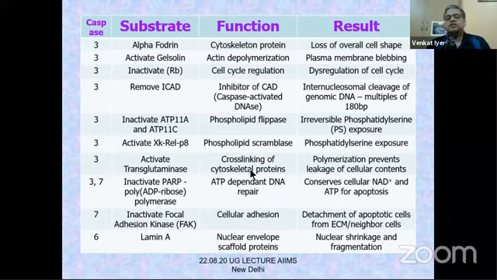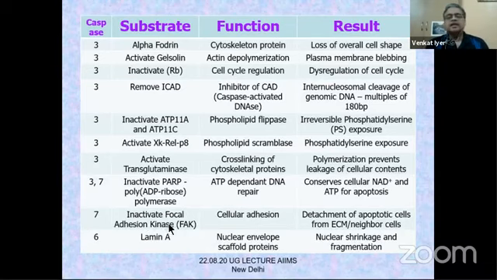Transglutaminases are activated, which cross-link the cytoskeleton, and this polymerization prevents leakage of the cellular contents. It can inactivate PARP or poly-ADP ribose polymerase, which is an ATP-dependent DNA repair mechanism. So this is an important function. It makes it possible for the cell to conserve ATP for apoptosis. Apoptosis is an ATP-dependent process. It requires a lot of ATP for all these enzymes to function. If a cell is ATP deficient, you cannot have apoptosis.